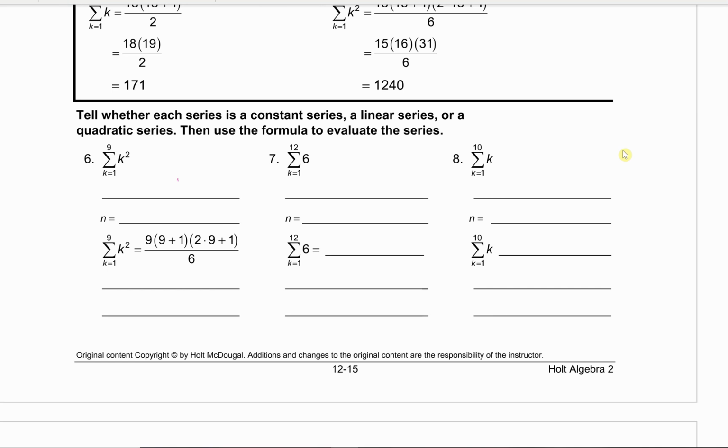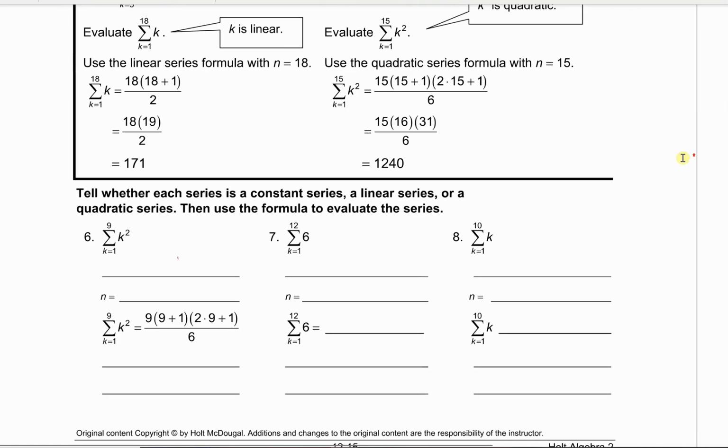So basically what I'm going to do is, I've got from 1 to 9. So I'm going to say, all right, 9 times 9 plus 1 times 2 times 9 minus 1, all divided by 6. So let's see, that's going to be 9 times 10 times 17 divided by 6. 9 times 10 times 17 is 1,530 divided by 6 is 255.